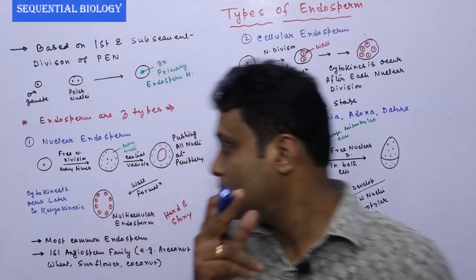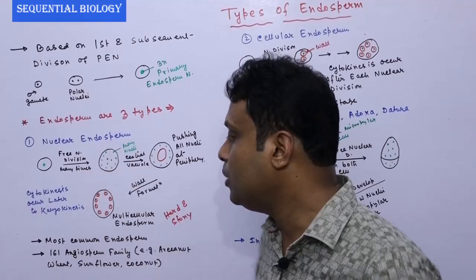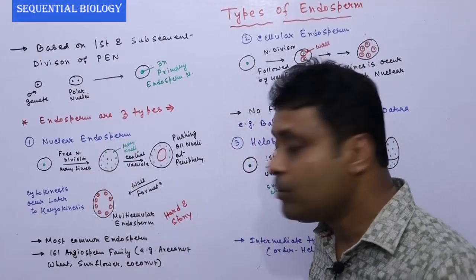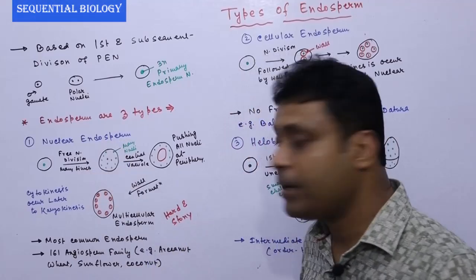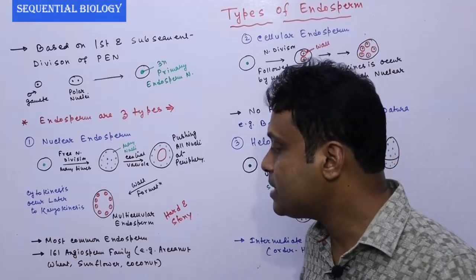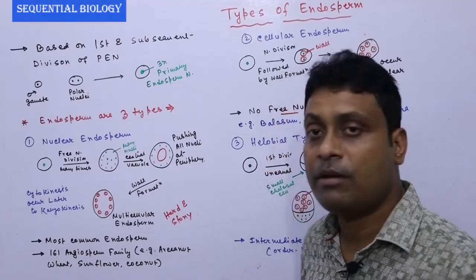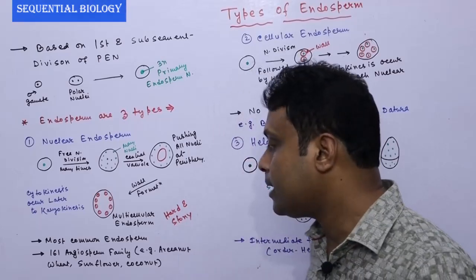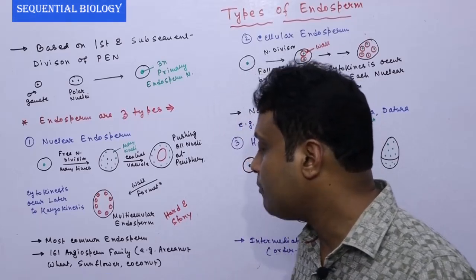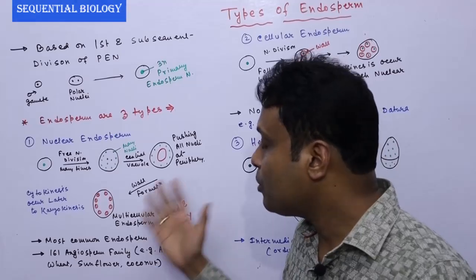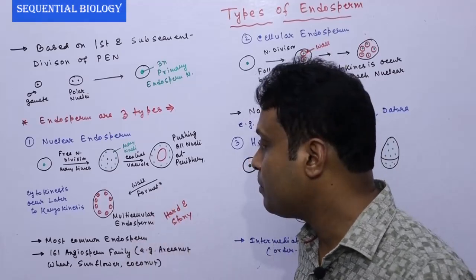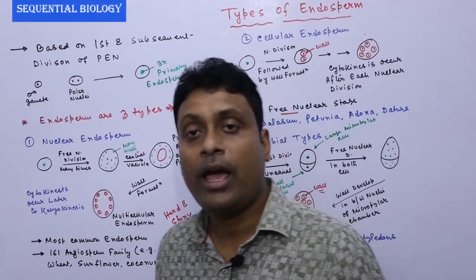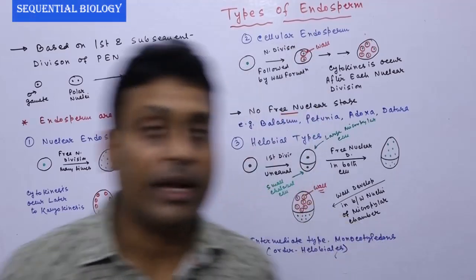So this is the procedure of development of nuclear endosperm, and this nuclear endosperm is the most common type of endosperm, present in 161 angiosperm families. This type of endosperm can be seen in areca nut, wheat, sunflower, and coconut plants. These are the examples where we can see the nuclear endosperm.